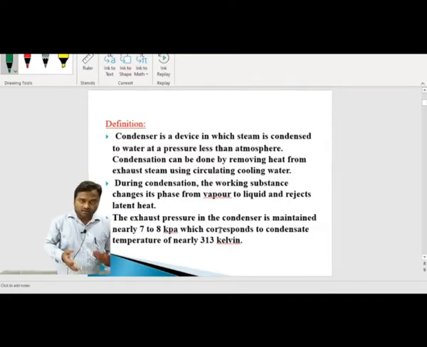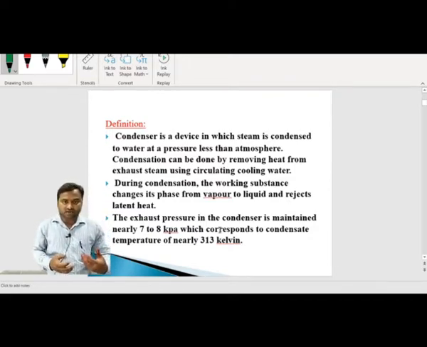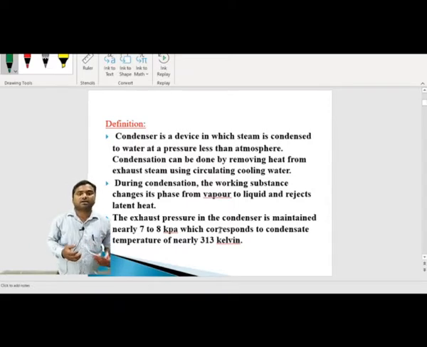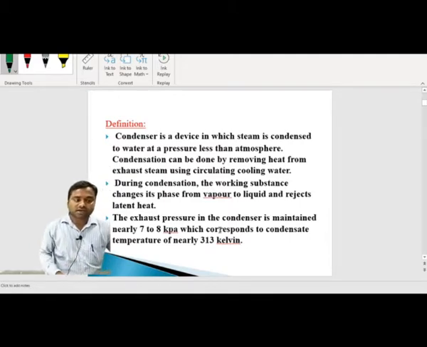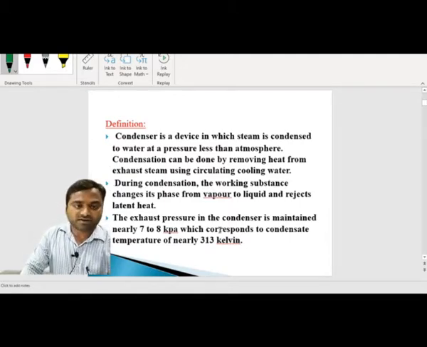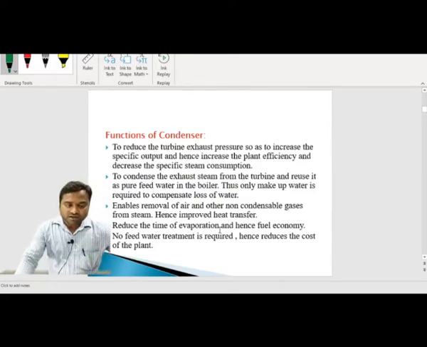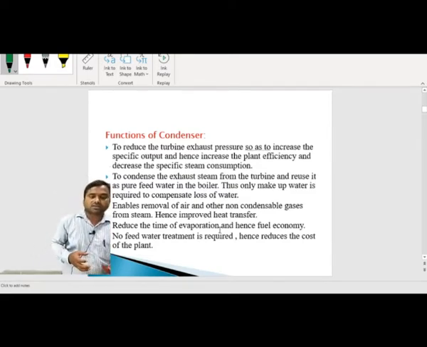Generally, the pressure of the condenser is maintained at around 7 to 8 kilopascal, at a temperature of nearly 330 degrees Kelvin. Okay, so this is how condensation takes place.